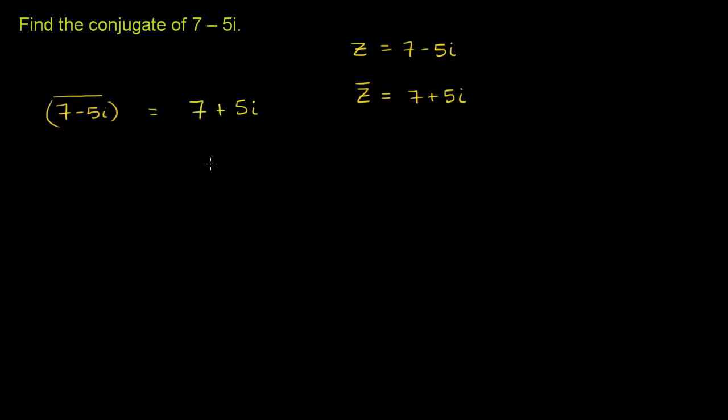Now you're probably saying, okay, it's fairly straightforward to find the conjugate of a complex number, but what is it good for? The simplest, most basic place where this is useful is that when you multiply any complex number times its conjugate, you're going to get a real number.